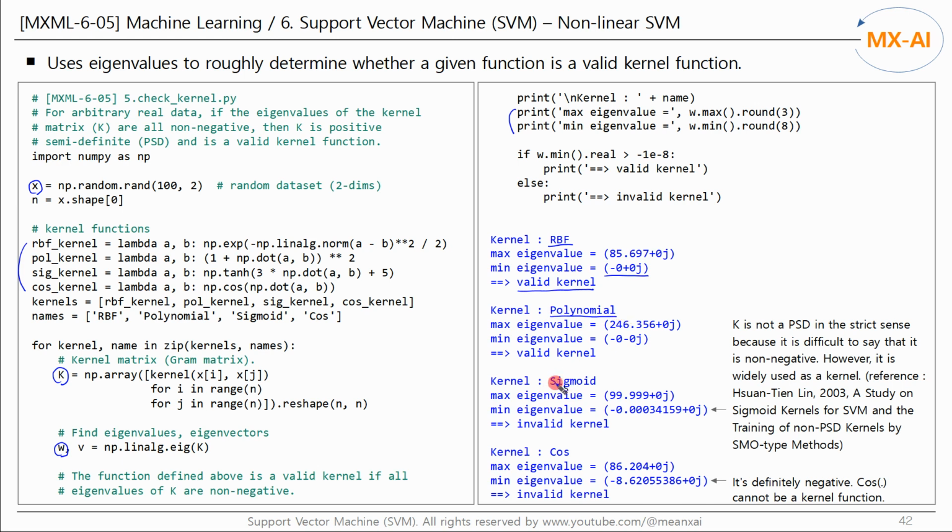In the case of sigmoid, the minimum eigenvalue is negative 0.0034. This value is negative. Therefore, strictly speaking, the sigmoid function cannot be a kernel function. However, the sigmoid function is also widely used as a kernel function. Please refer to this document for more details. For the cosine function, the eigenvalue is negative 8.62, which is clearly negative. Therefore, the cosine function cannot be a kernel function.